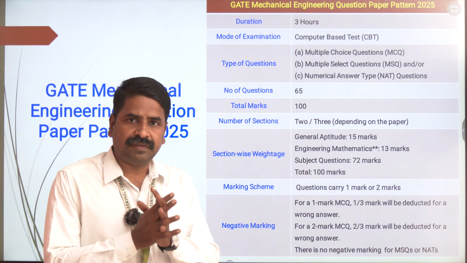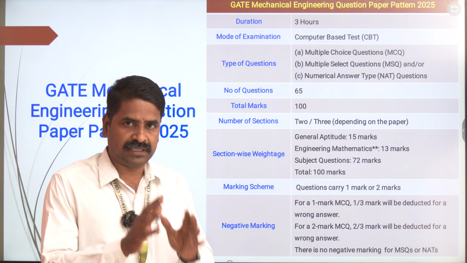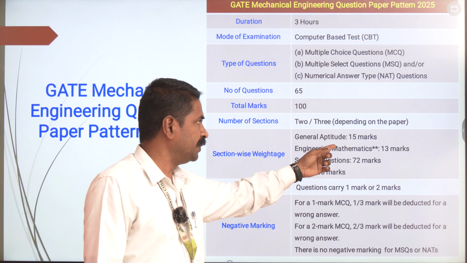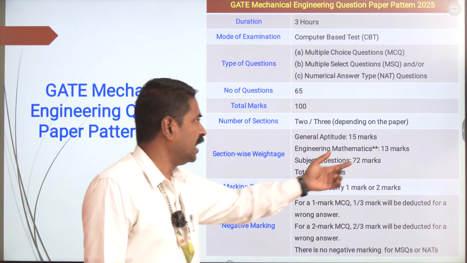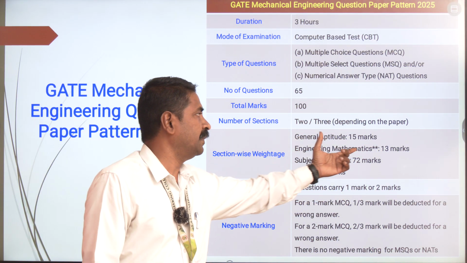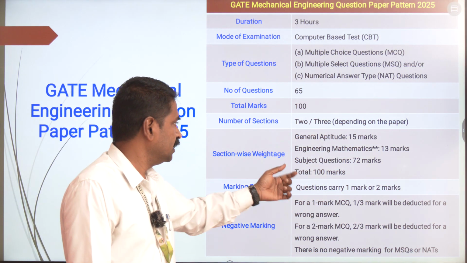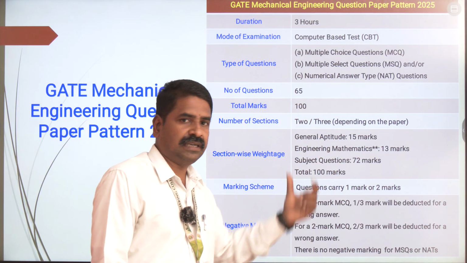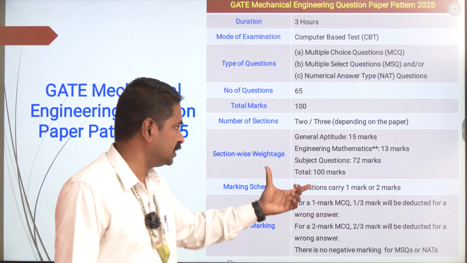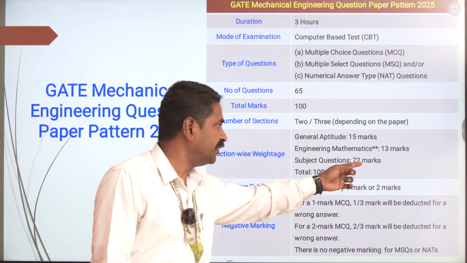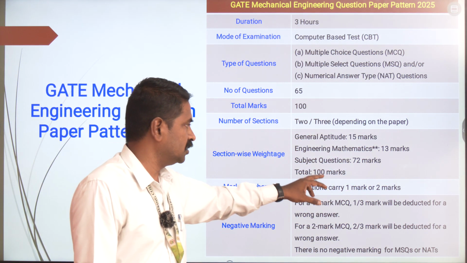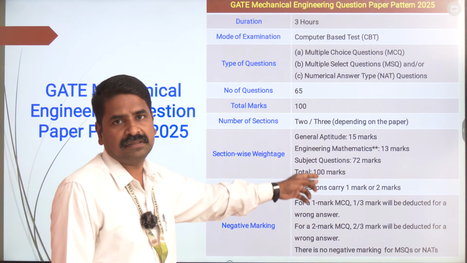Next, section wise weightage. What is going to be the weightage given to each and every section? First it is going to be general aptitude, which is going to be 15 marks. Next, you are going to have 13 marks weightage for engineering mathematics. Then the third thing is going to be subject based questions, that is, questions relevant to mechanical engineering, and it is going to carry a huge weightage of 72 marks. So the total marks is going to be 100 marks, as you can see in this screen.